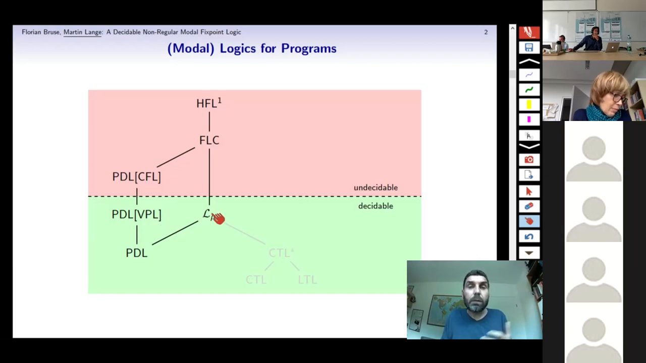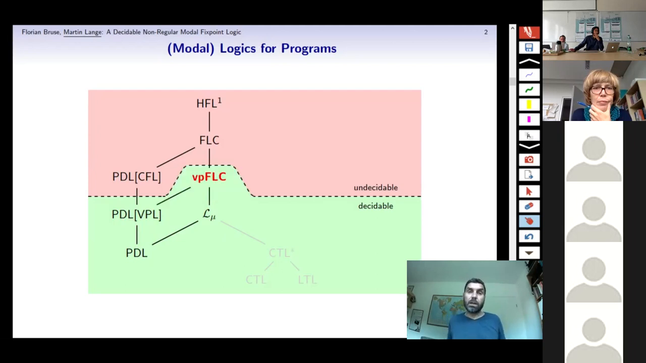So there are two maxima within the world of decidable program logics in terms of expressive power, namely the modal mu calculus, which can express all regular properties and no non-regular ones, and this PDL over visibly pushdown languages, which can express some non-regular properties but not all regular ones. So therefore they're incomparable. And what we've done here is design a new logic which incorporates them both and remains decidable. Okay, so let's have a look at how this is done.